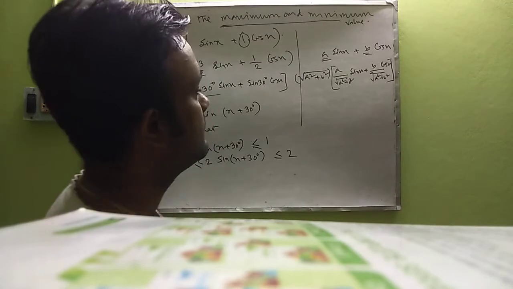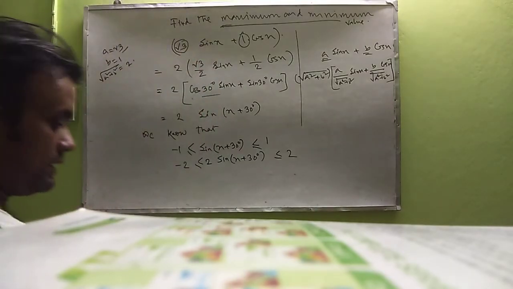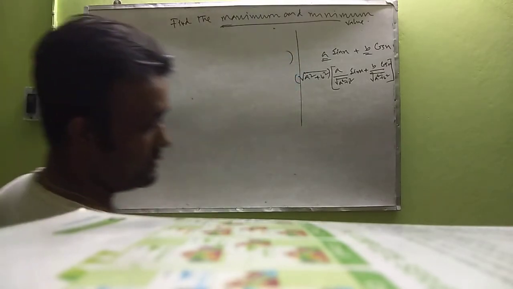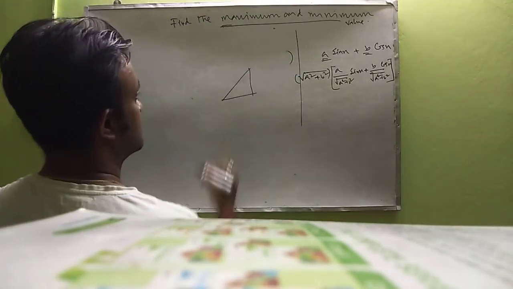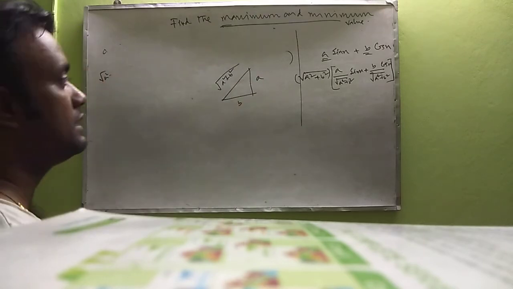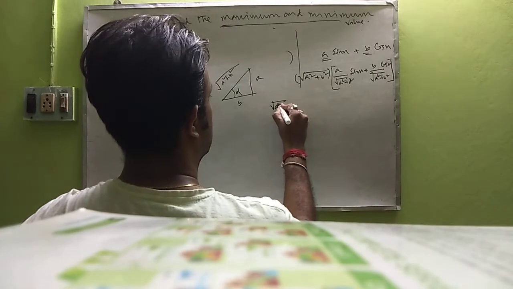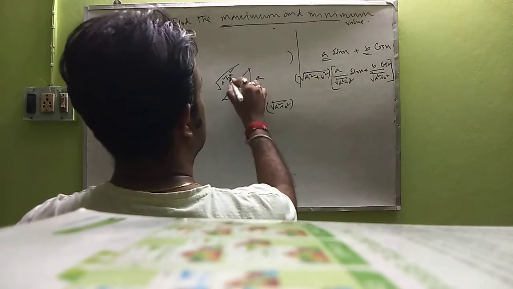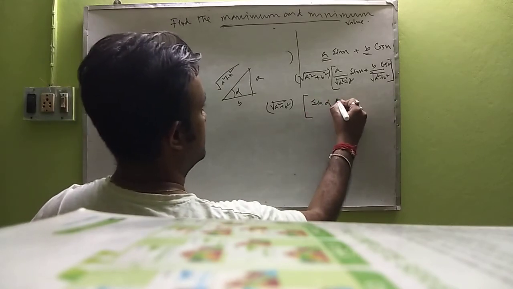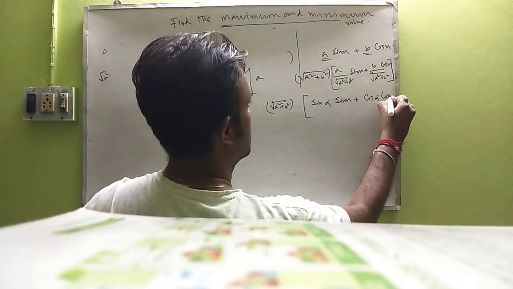But in this sum, a by root over a square plus b square, if we see the triangle, this is a and this is root over a square plus b square, then this is b. If this is alpha, we can put there root over a square plus b square, a by root over a square plus b square, which is sin alpha sin x, and this will be b by root over a square plus b square, cos alpha cos x.